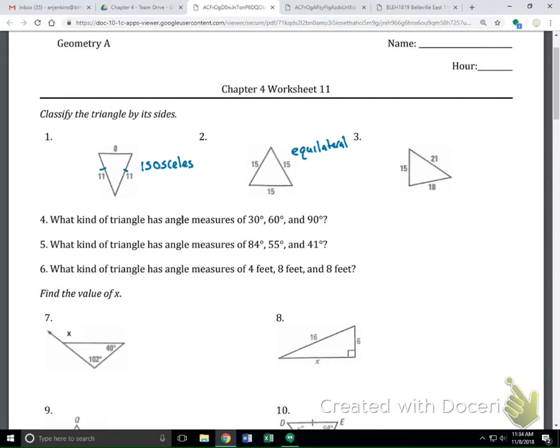And then number 3, Bree. Scalene. How did you know? Because there are no equal sides. Scalene, because there's no equal sides. Nice job, guys. Our next group is, what kind of triangle has the measures of 30, 60, 90?